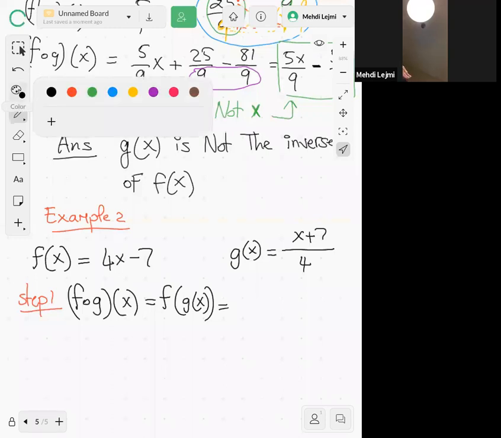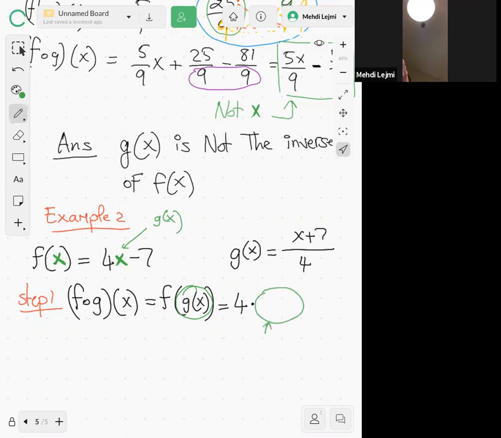So for f of g of x, we have to substitute this x by g. The x here becomes g. So now it's 4 times g. What's g? Well, g is x plus 7 over 4. This is my g here, x plus 7 over 4, and then there's this minus 7.